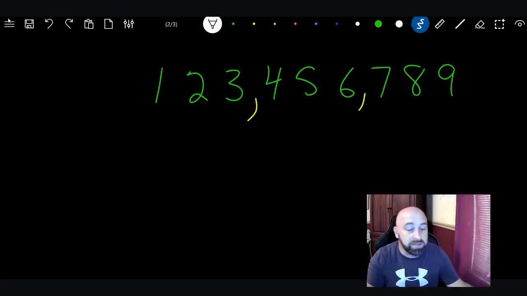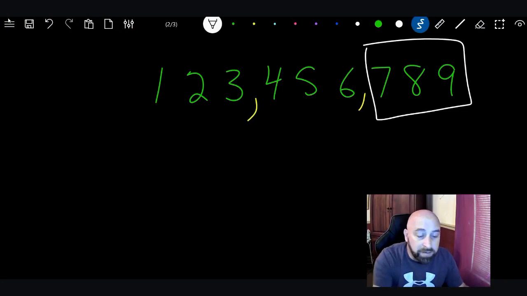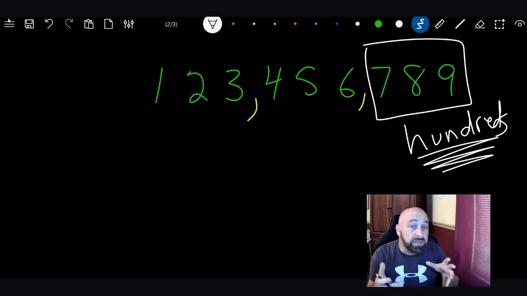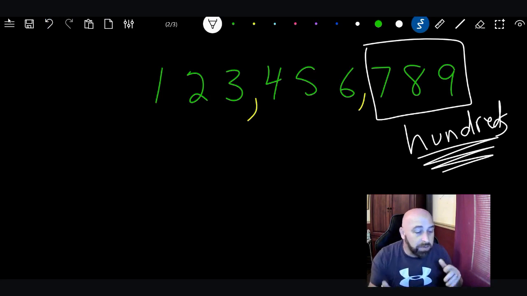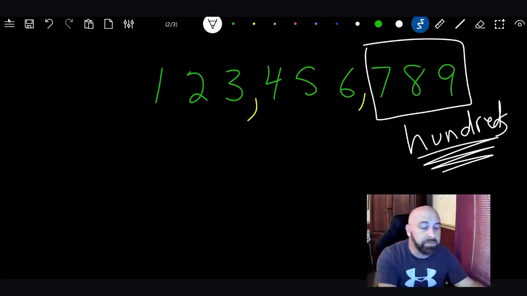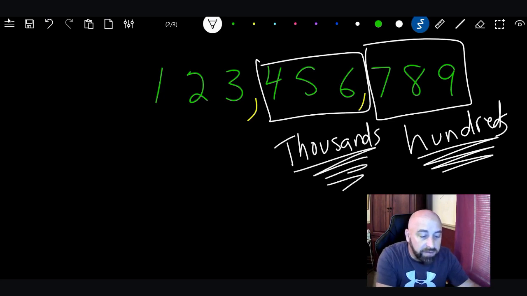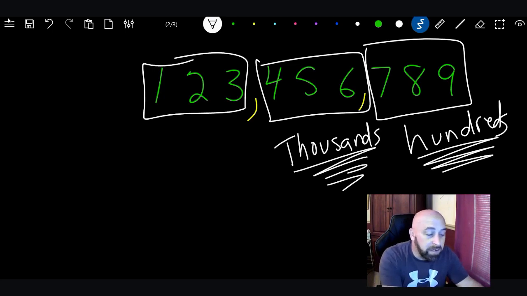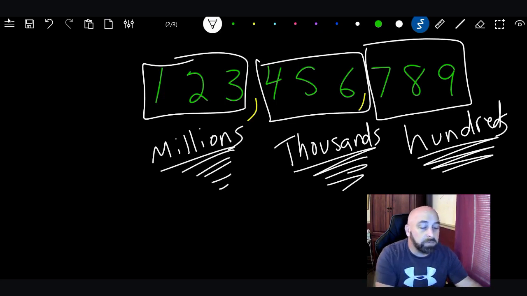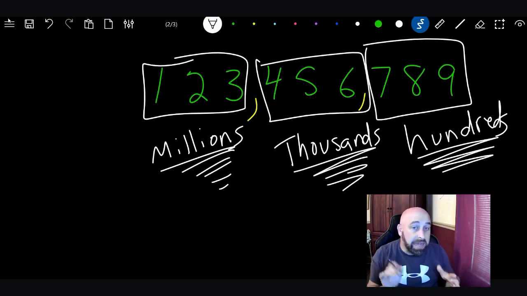So let's talk about this. What is this group of 3? This group of 3 is the hundreds. These numbers are all in the hundreds. Now, not technically, we're going to talk about that a little bit, but that's the hundreds area. This next group of 3 is the thousands. These are in the thousands spot. And then this group of 3 over here is in the millions. So, 3 groups of 3, and they each have place value.